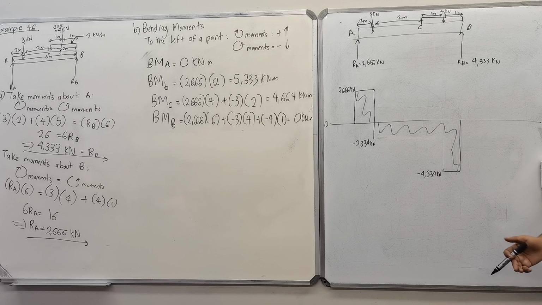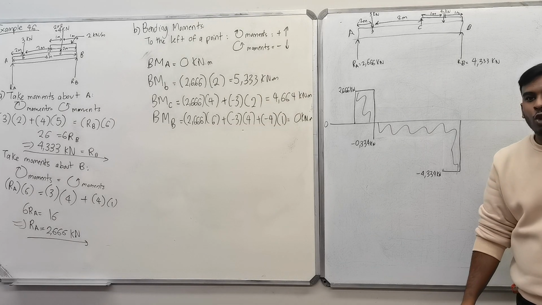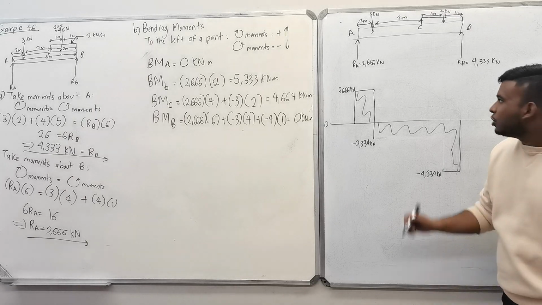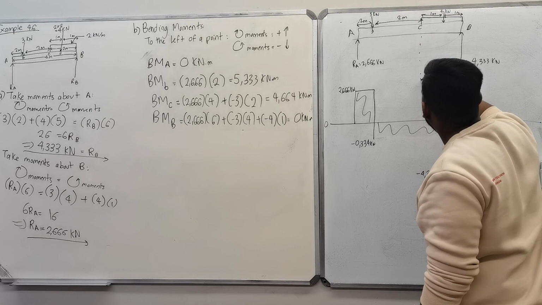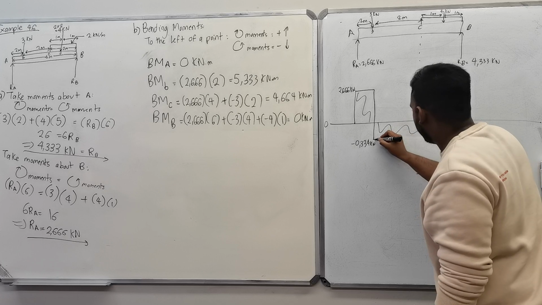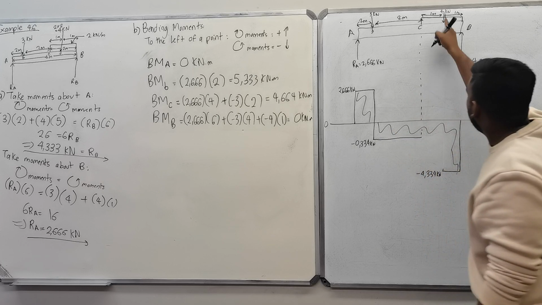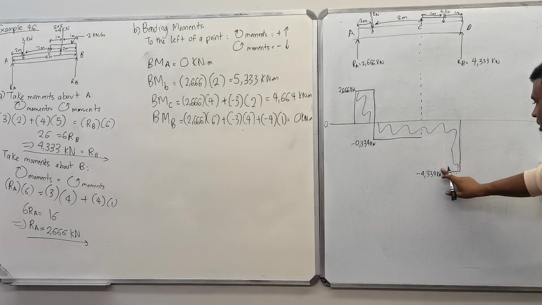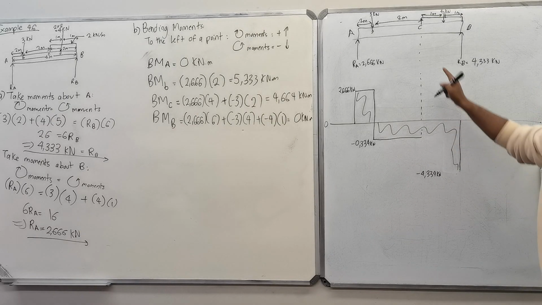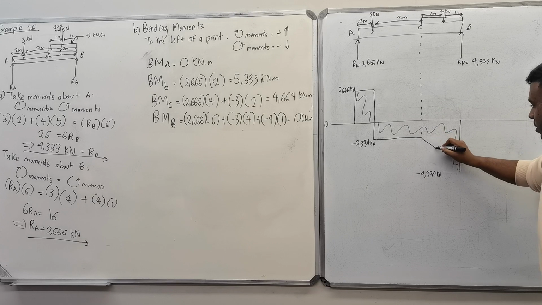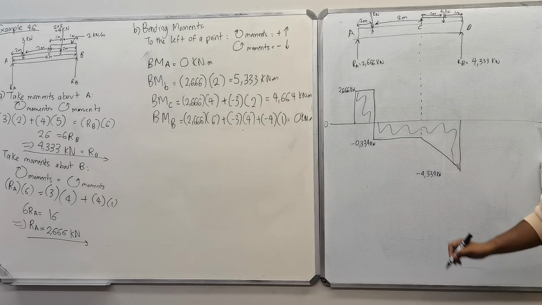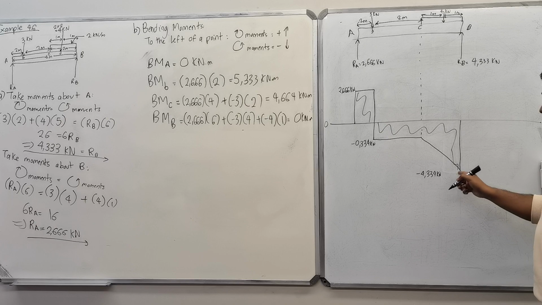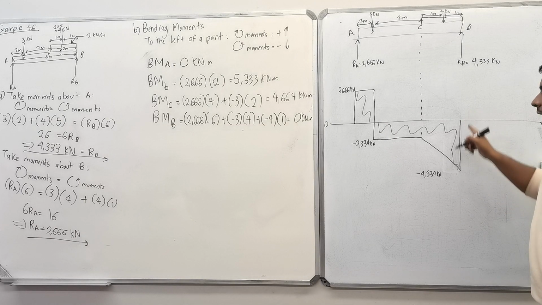Remember, we said for a concentrated load, when you're drawing it on a shearing force diagram, it's a vertical line. When it's a uniformly distributed load, when you're drawing it on your shearing force diagram, it's a sloping straight line. So when you came to this point C, this here would have been straight. The moment you introduce your uniformly distributed load, it would slope until negative 4.334, and then you'll add obviously straight up.